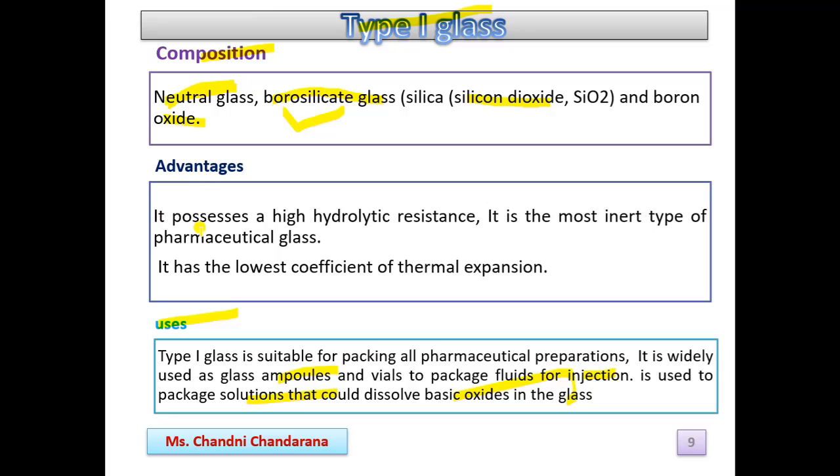And what is the advantage? It possesses a high hydrolytic resistance, and it is the most inert type of pharmaceutical glass. It has the lowest coefficient of thermal expansion. These are the advantages. What is the meaning of this sentence? We can say it is suitable for sterilization by heat for ampoules as well as vials. So these are the basic composition, advantages and uses for type 1 glass.